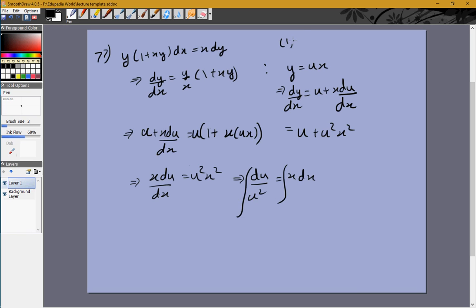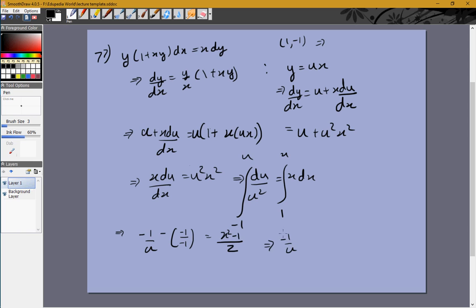We know it passes through (1, minus 1), which means x is 1 and y is minus 1, which means u is also minus 1. So when x is 1, u is minus 1. These are the initial conditions, right? And this will be finally x and u. So what we get is this will be u to the power minus 2, whose integral is u to the power minus 1 by minus 1, or minus 1 by u. So minus 1 by u minus minus 1 by minus 1 is equal to x squared minus 1 by 2, which gives me minus 1 by u.